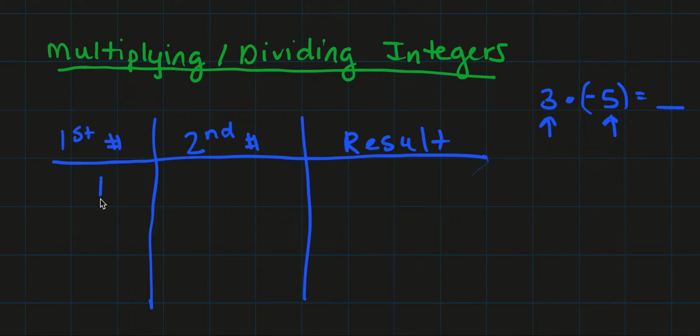So if you have a positive number for your first number and a positive number for your second number, like 3 times 5, both being positive, what you're going to have is a positive result. So you're going to get positive 15. Okay. If you have a positive number for your first number and a negative number for your second number, you're going to get a negative.